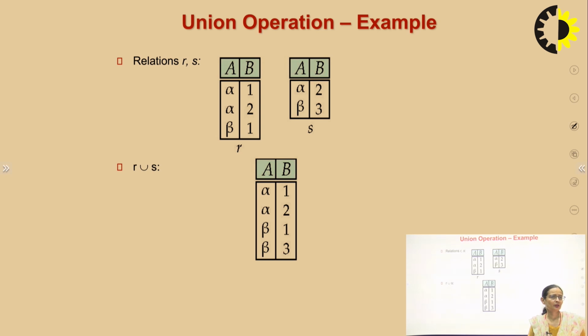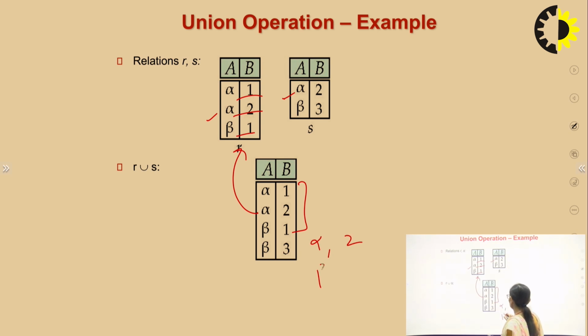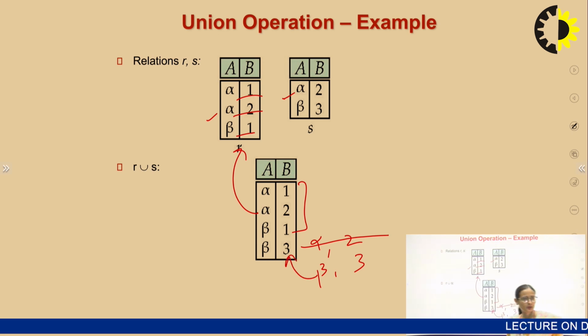If we look at the relations, here I have R and S with attributes A and B in both. Here R union S: we have alpha 1, alpha 2, beta 1. So I have these three rows coming from here. Again we have alpha 2 and beta 3. But as we said earlier, the duplicates need to be removed. So this particular row got removed from my S relation, and in the final outcome I have only beta 3.